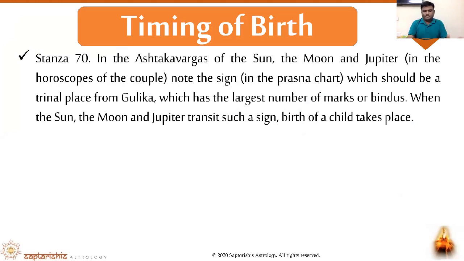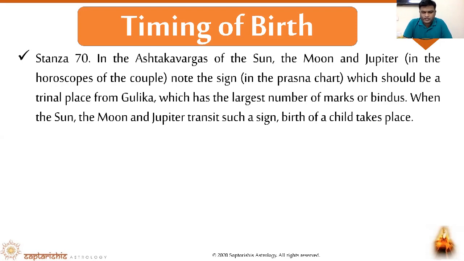Now, this shloka number 70 is what I'm going to talk about. This is a whole technique. Before this, whatever we have seen, those are just combinations which you should check before applying this technique. Don't apply this technique blindly. First check the combinations of progeny, then apply this. Now understand this technique very carefully.